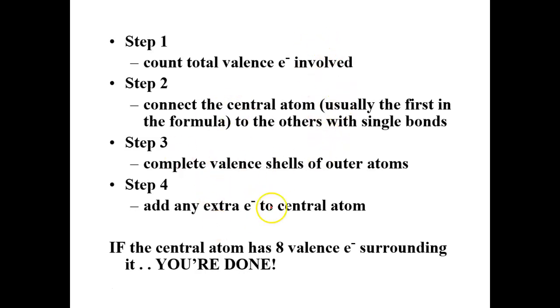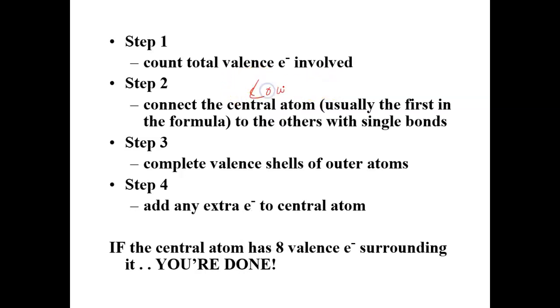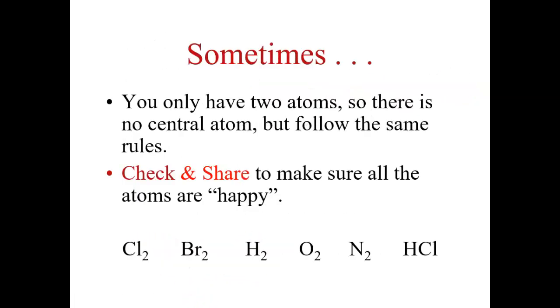Now, there's some other stuff in here, okay? The central atom will have the lowest valence electrons, but hydrogen and halogens can never be central atoms. Why? Because they can only make one bond, okay? Now, sometimes you only have 2 atoms, so there's no central atom, but follow the same rules. Check and share to make sure all the atoms are happy.